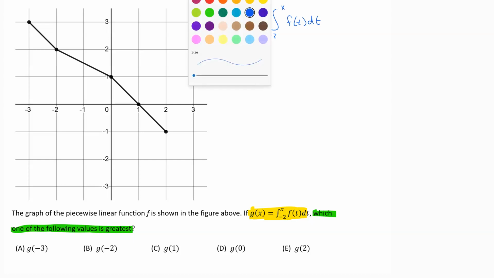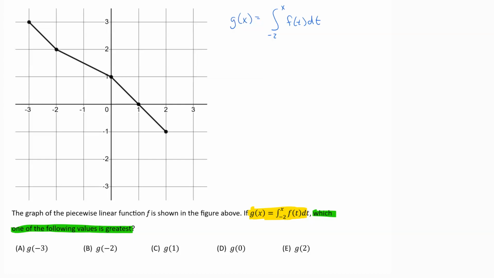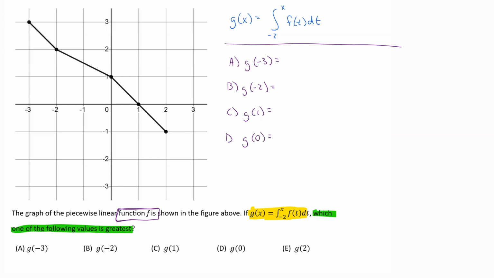And again, you say, well, what am I supposed to do? I got a picture of a graph, but the graph up above is the function f. The graph up above isn't the function g that they're asking me for in these equations. G is the equation that they actually gave us right here. So what we're being asked to find right now, for A, we're looking at g of negative 3. For B, it's g of negative 2. For C, we're looking at g of 1. D is g of 0, and then E is g of 2.